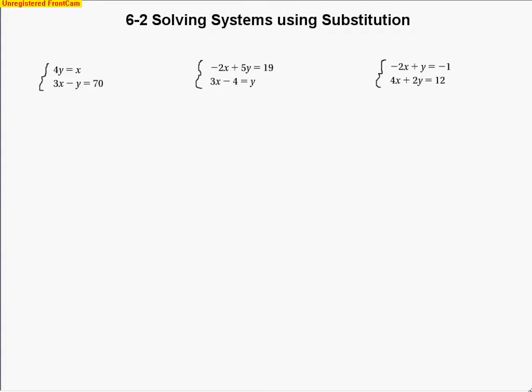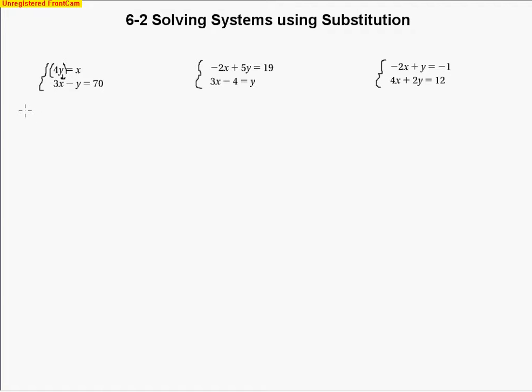This is the lesson for Chapter 6, Section 2, titled Solving Systems Using Substitutions. Let's take a look at our first problem here, and it says 4y equals x. And so what we're going to end up doing is taking this expression that x is and substituting it in place of x into the other equation.